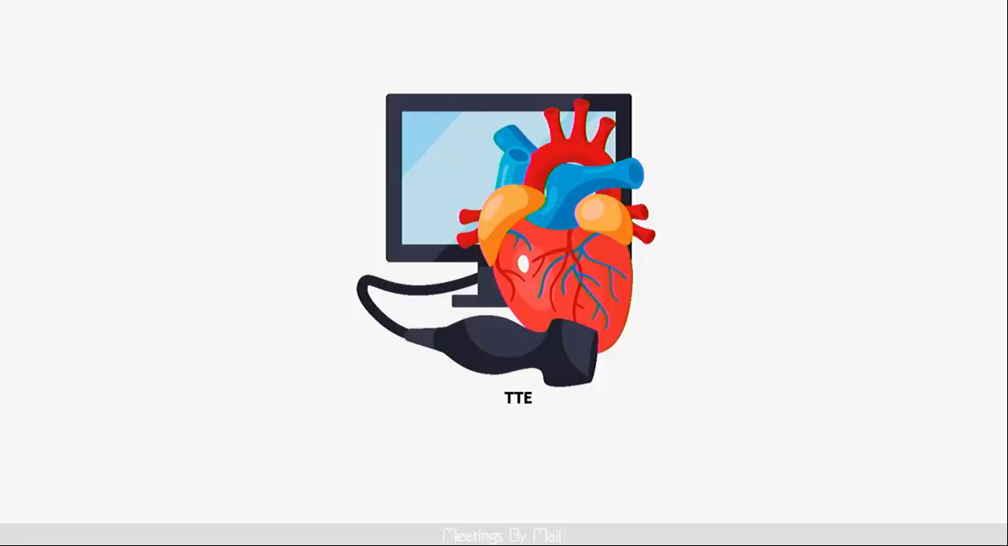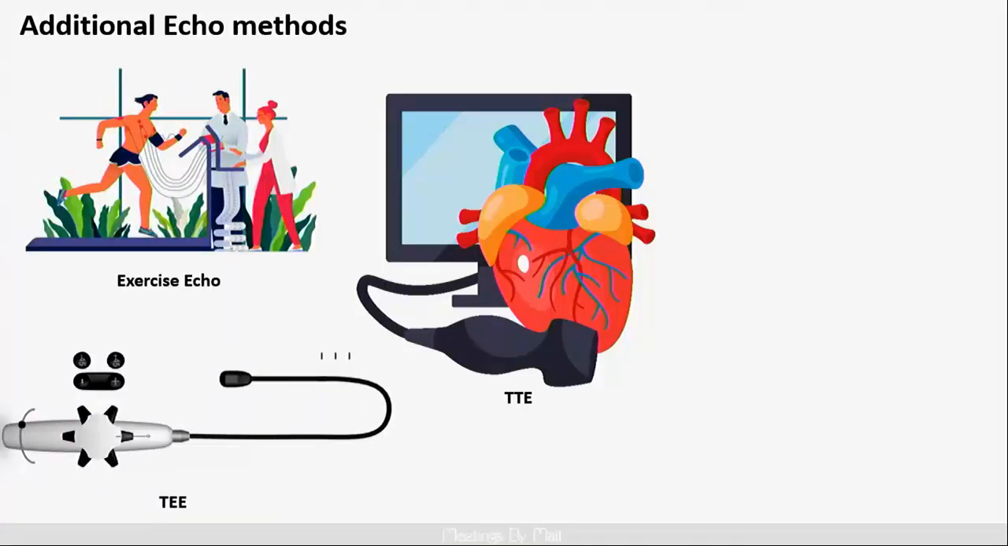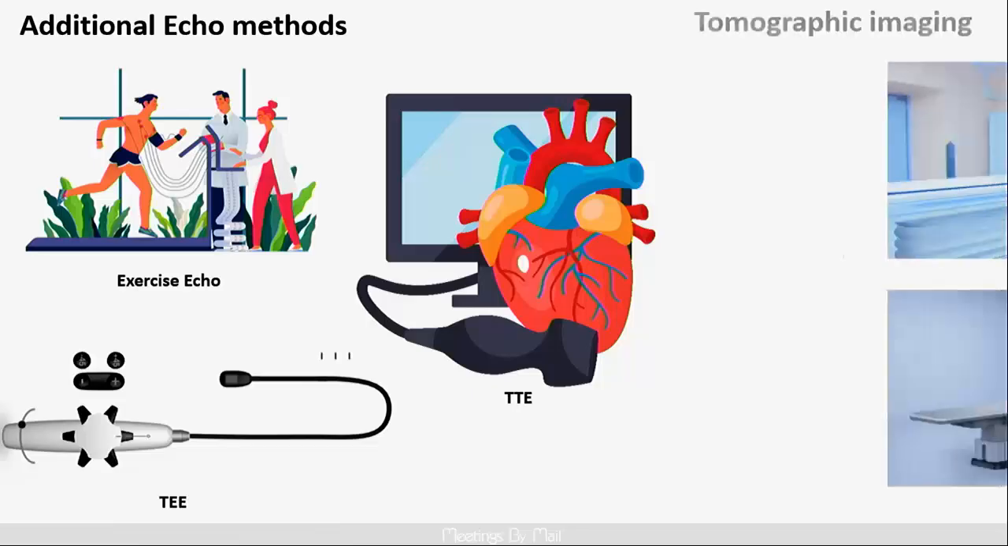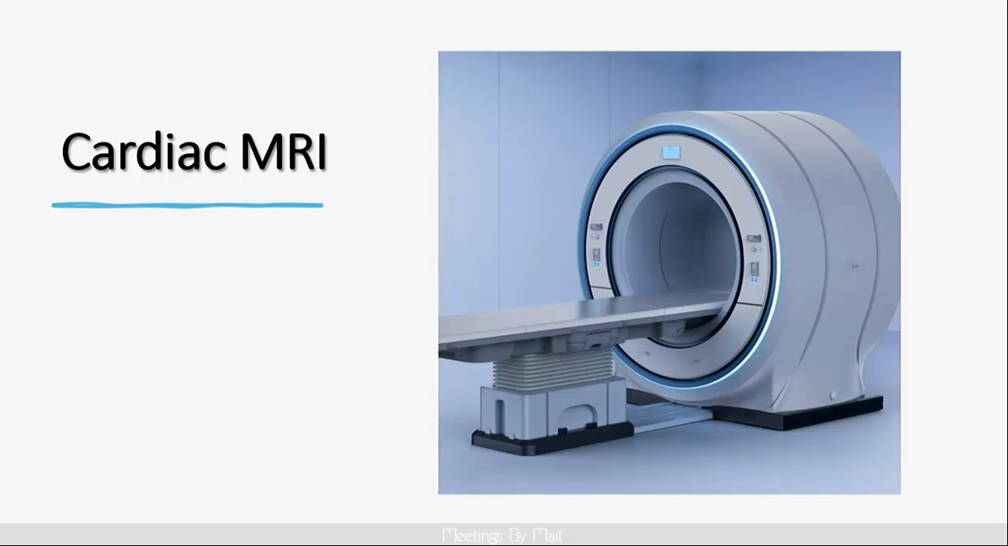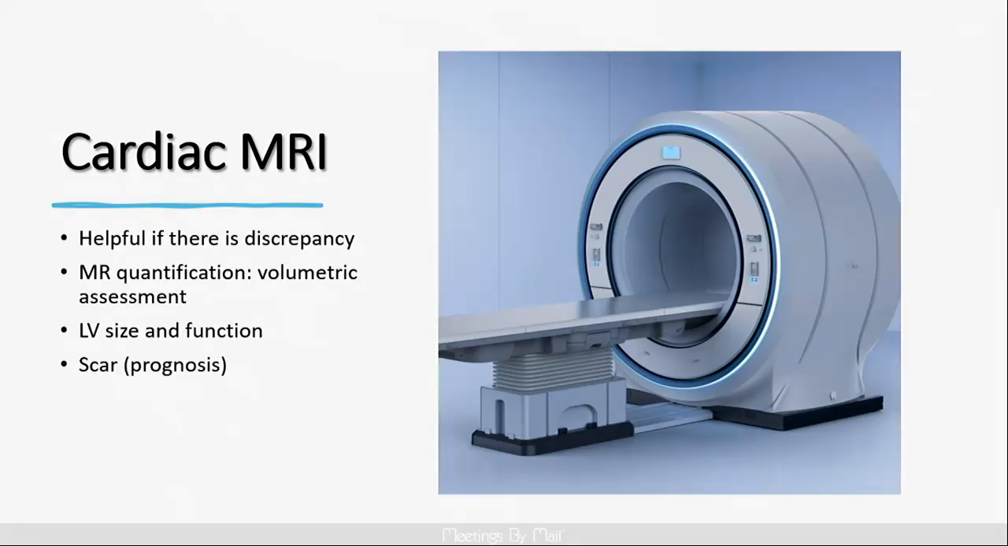In these cases, in addition to TTE, you can use exercise echo and TEE, as Dr. Mackinson showed, but also you can rely on tomographic imaging with cardiac CT and cardiac MRI, which will be the focus of this talk. So let's start with cardiac MRI. What are the advantages? It is helpful if there is discrepancy, particularly between the clinical data and the echocardiographic data. It gives another way to quantify MR.